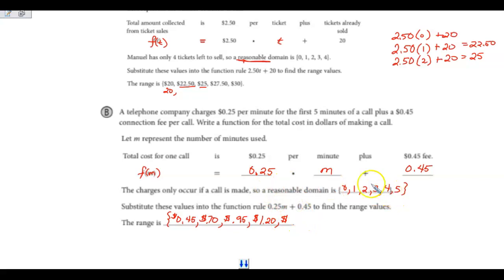And at 4 minutes, I have $1 plus the 45, which is $1.45. And at 5 minutes, I have $1.25 plus my 45 cents, and that gives me $1.70. So that is my range using my reasonable domain.